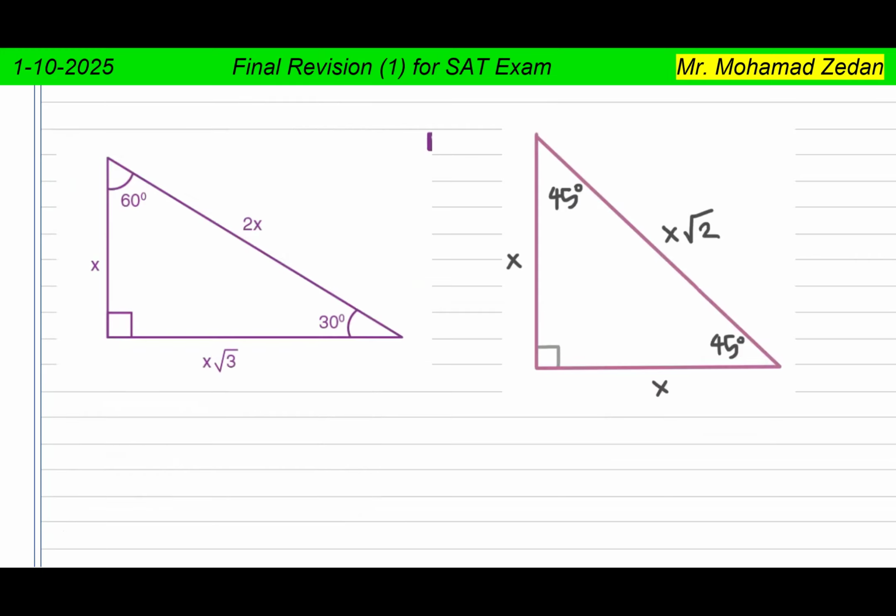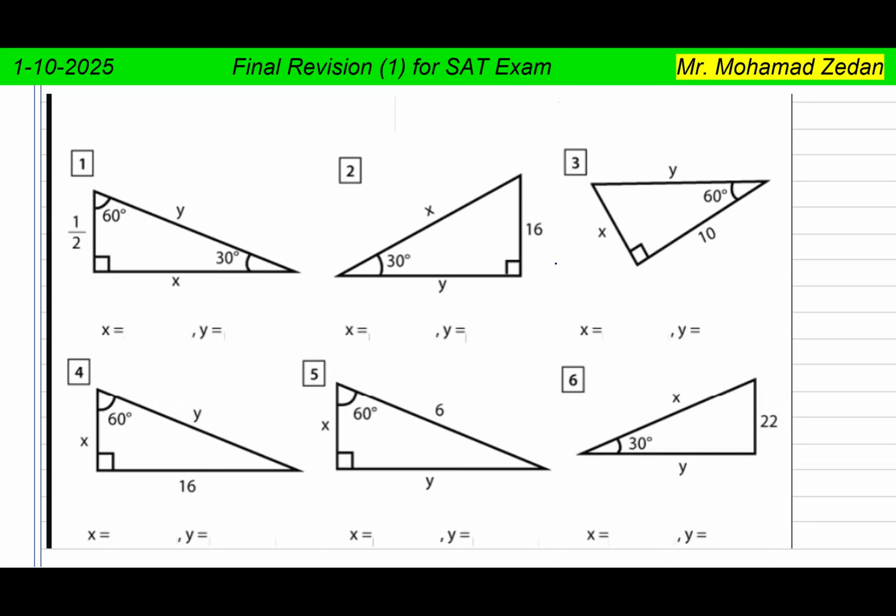Okay, don't forget in the 30-60 triangle, the ratio between sides is always x, 2x, x radical 3. And in the 45 triangle, the ratio is always x, x, x radical 2. Once you know one side only in these special triangles, you can find the length of the other sides simply without doing any effort.